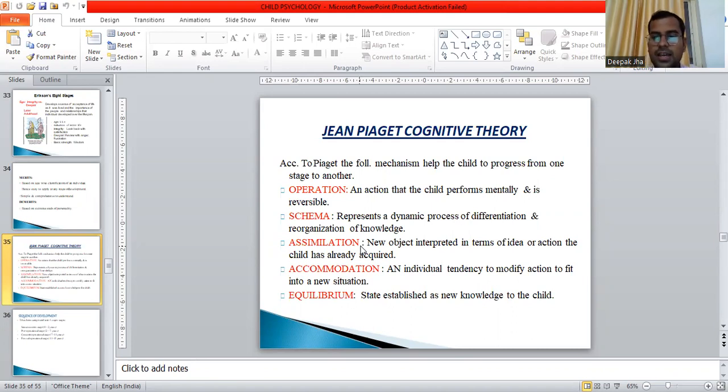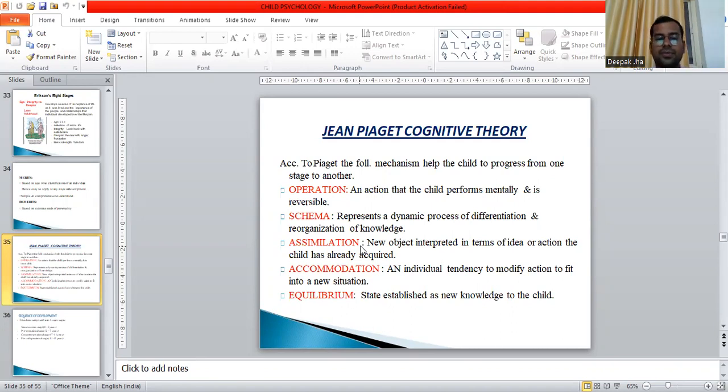And lastly, there is something called equilibrium or equilibration. This is basically the state which is between assimilation and accommodation. It is the state which is established as new knowledge to the child. This is the result of equilibration. The result of equilibration is the establishment of new knowledge.